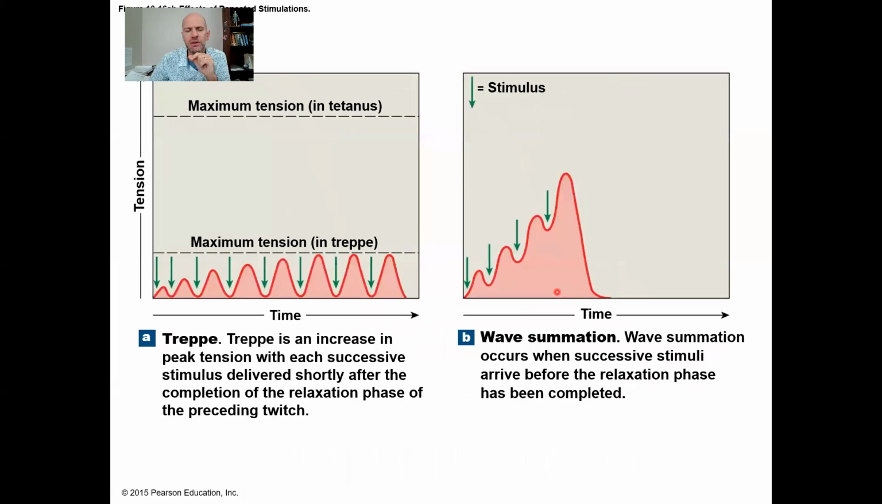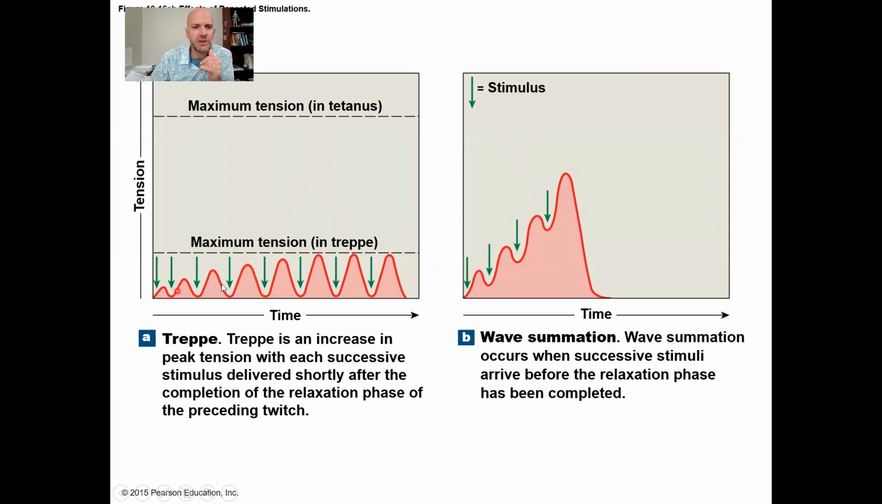There's 4 graphs that you need to know, and these will explore the difference in the frequency. We said the frequency of stimulus changes the amount of tension. In this first graph, we have something called treppe. Treppe is a subtle increase in tension with very slow frequency. Each of these green arrows records an incoming stimulus from the nervous system, but there is enough space between these stimuli to allow a full relaxation phase. So we increase in tension and then it relaxes fully. We increase it and then it relaxes fully.